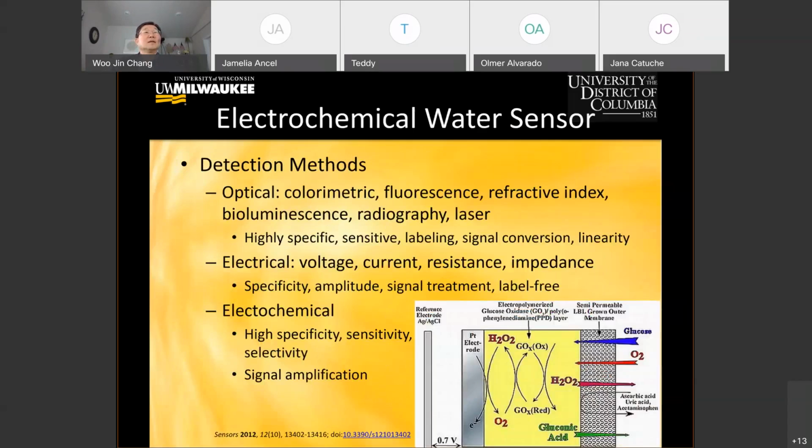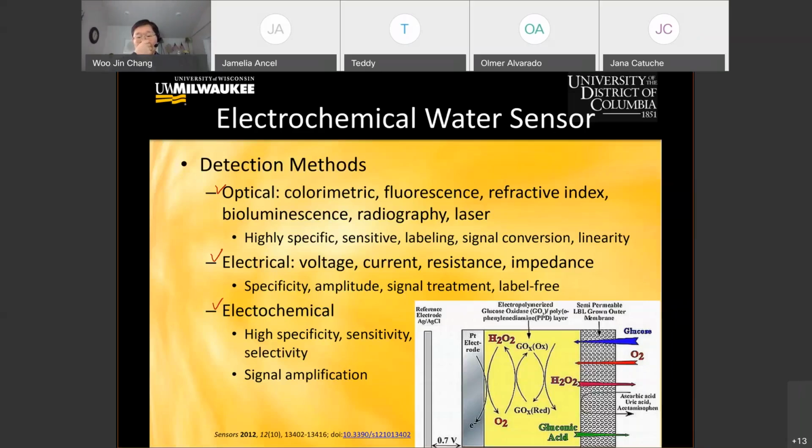The bioluminescence-based monitoring includes this technique, and I'll briefly introduce that in the later part of today's talk. And here are some detection methods used in environmental monitoring. You can see many different approaches, like optical or electrical or chemical methods, are used to detect certain molecules from the sample solution.